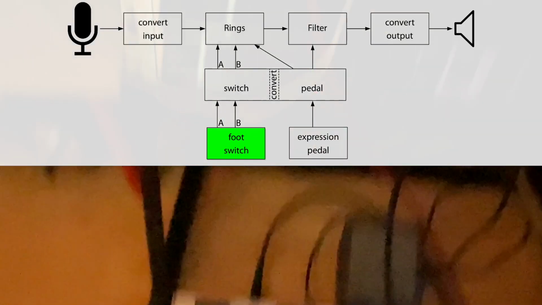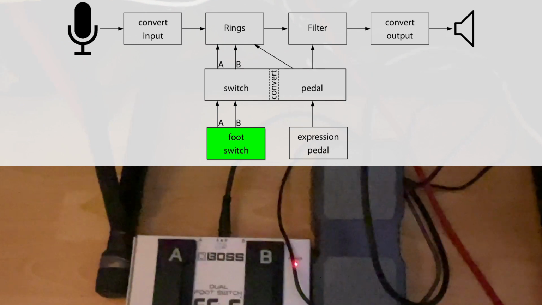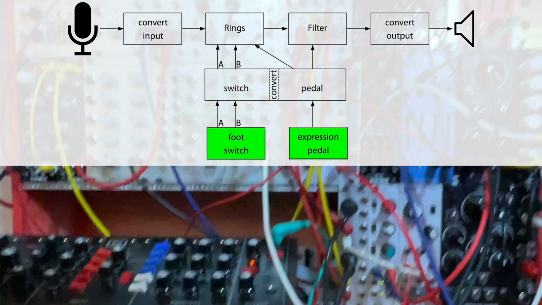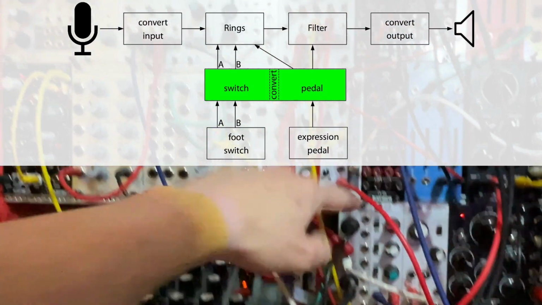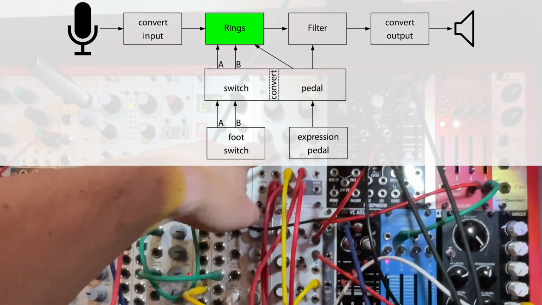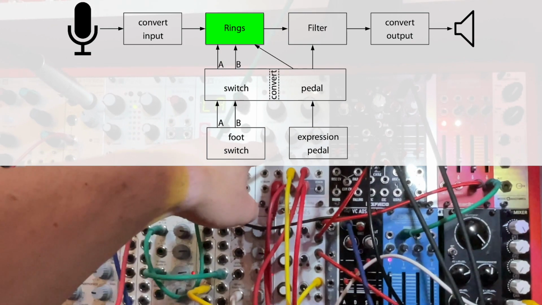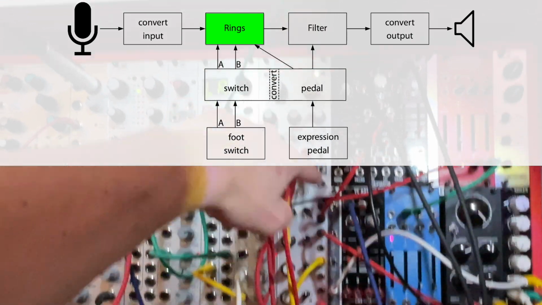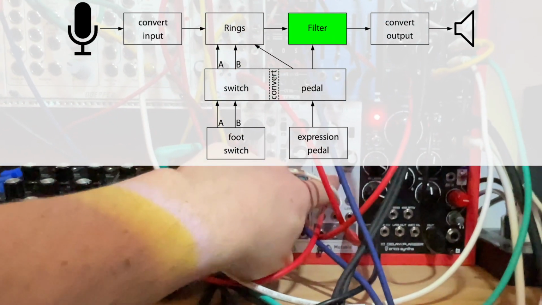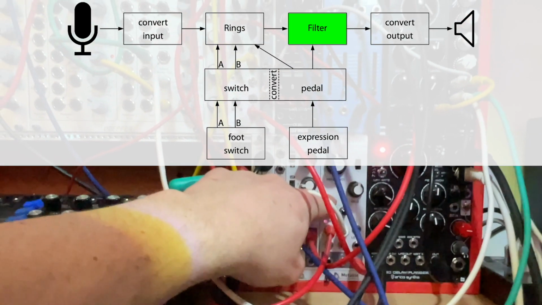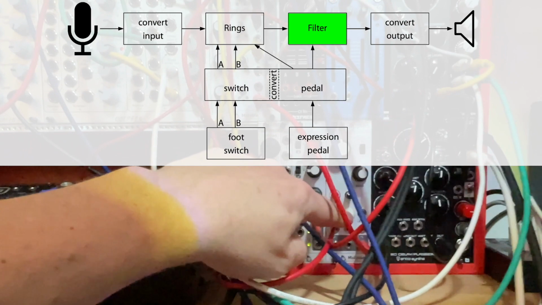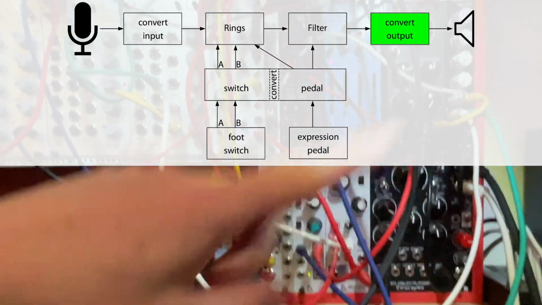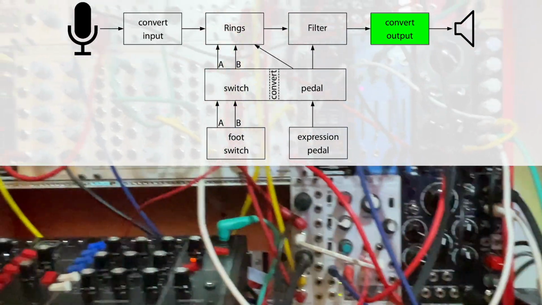Brief summary: switches and expression pedal converted into modular signals. These go into the Rings module, so I can control some parameters in the Rings module. The output of the Rings module goes to a low-pass filter, which is also controlled by the expression pedal, and the output of the low-pass filter then goes out to the audio output.